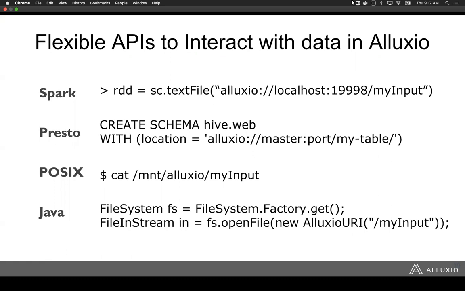The most flexible way of interacting with Alluxio, which gives you the most amount of control, is using our native Java API, which is our Java client library. In case you want to roll out fresh applications running directly on Alluxio, you could choose to use that.